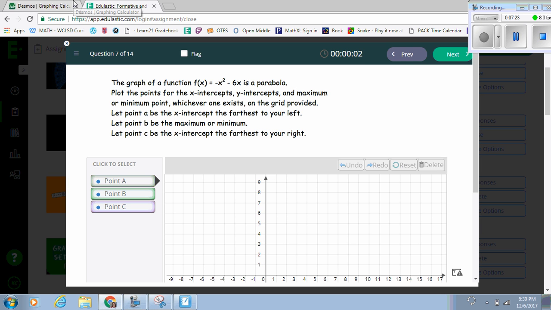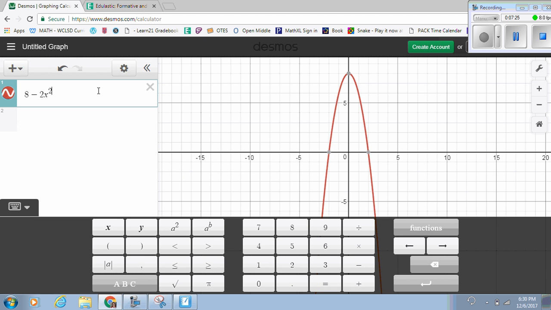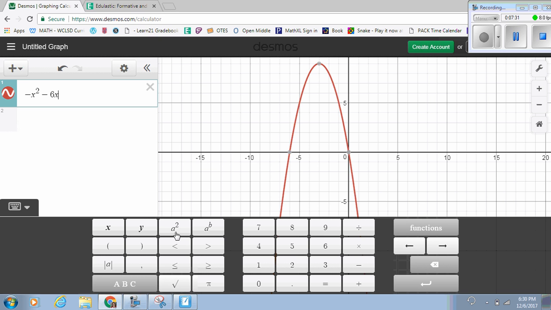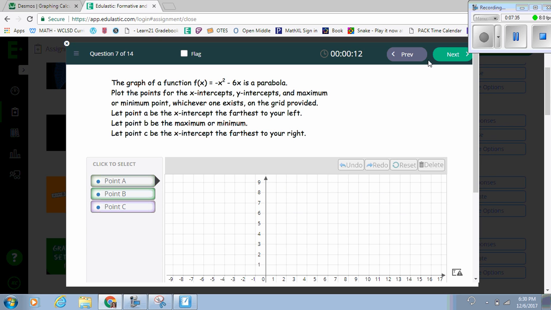Same thing, -x squared minus 6x. Okay, so on this one, you would do the exact same thing we just did. So I'm not going to go over that one.